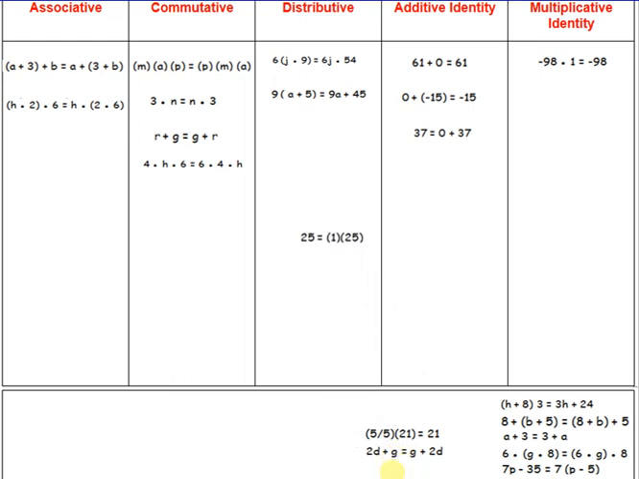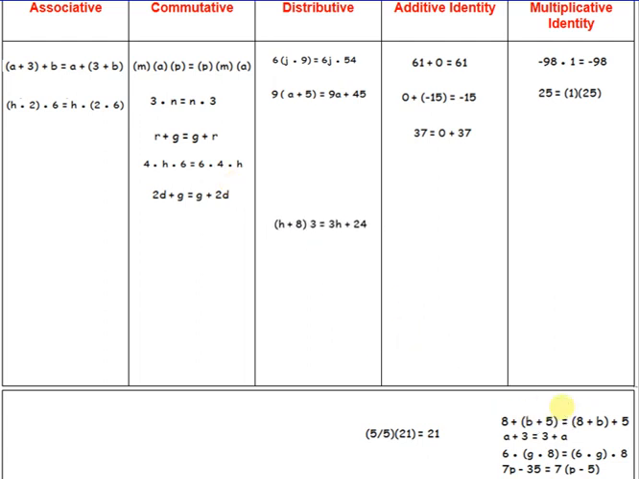All right, let's take a look at this one. 25 equals 1 times 25. Anything times 1 is itself. That is multiplicative identity. Let's take a look at this one here. 2d plus g equals g plus 2d. So what happened there? Just the order changed. So that's commutative.